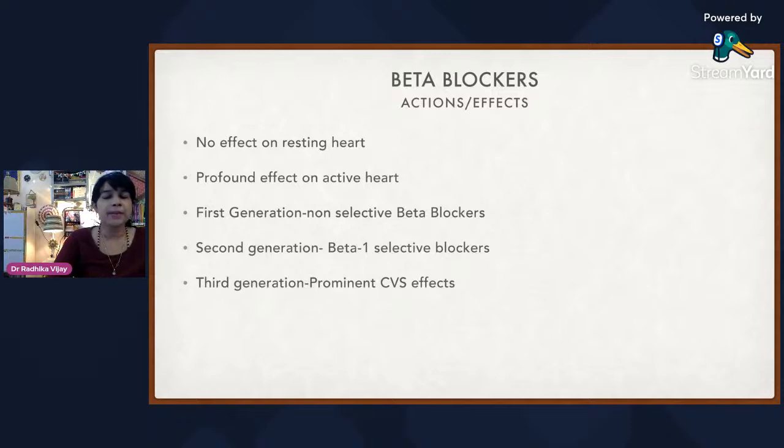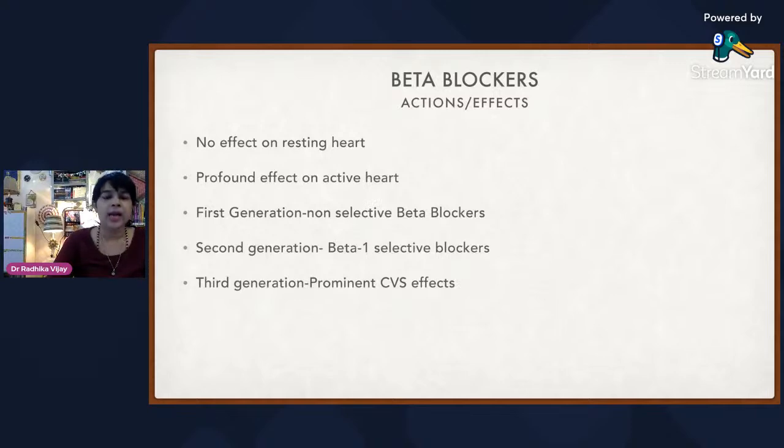Next, you should know that beta blockers do not affect the resting heart. They have a profound and pronounced effect on the active heart, that is in the state of exercise or stress, when their sympathetic discharge is much more than normal. Then only beta blockers show their pronounced effect.